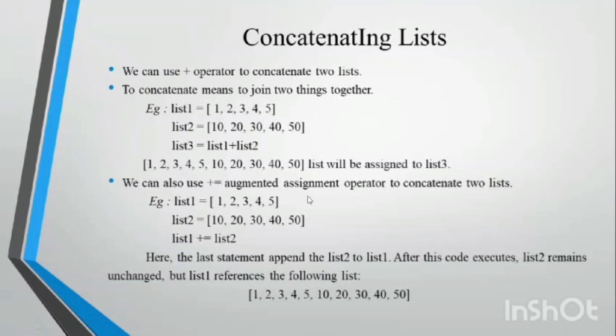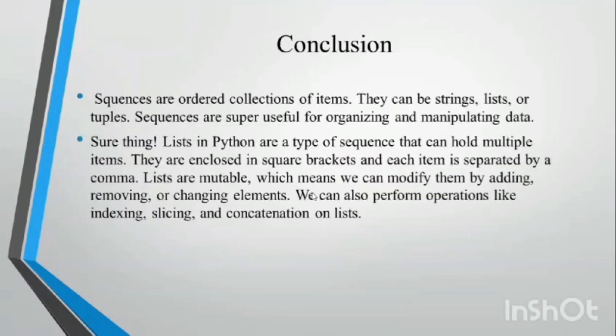We can also use the augmented operator to concatenate two lists. Here is an example. List 1 equal to this list, and list 2 equal to 10, 20, 30, 40, 50. If we use the augmented operator, list 1 plus equal to list 2, then the operation will be list 1 equal to list 1 plus list 2. After this statement, list 2 will be the same, but list 1 will be the new list: 1, 2, 3, 4, 5, 10, 20, 30, 40, 50. This is how we can concatenate lists.